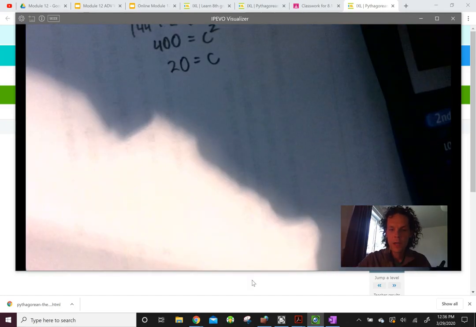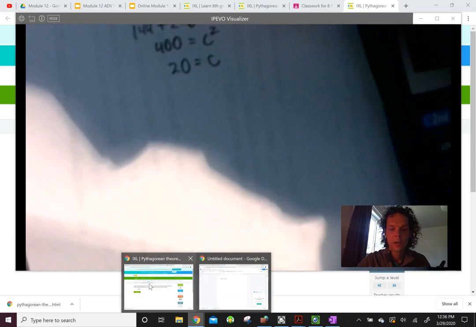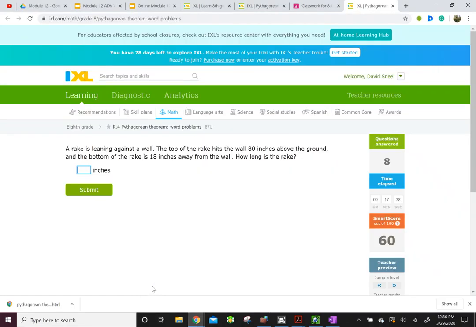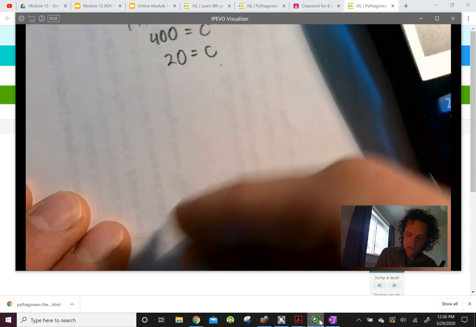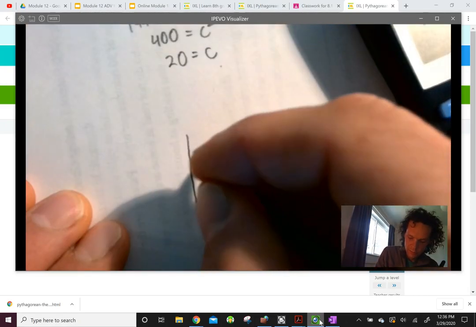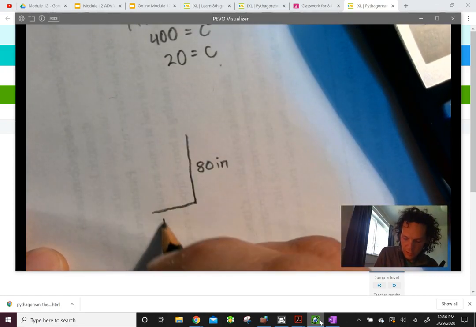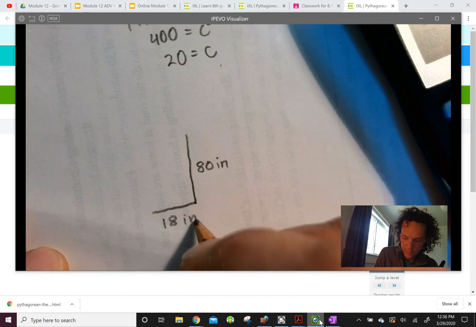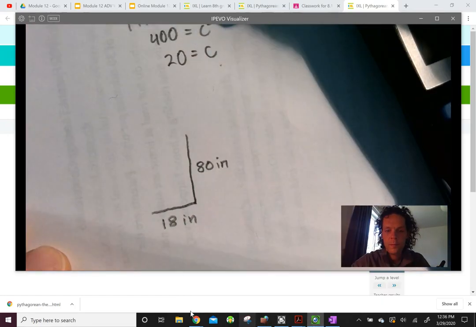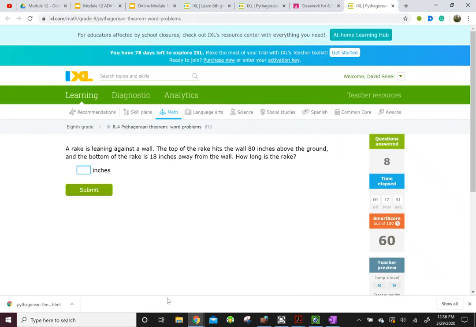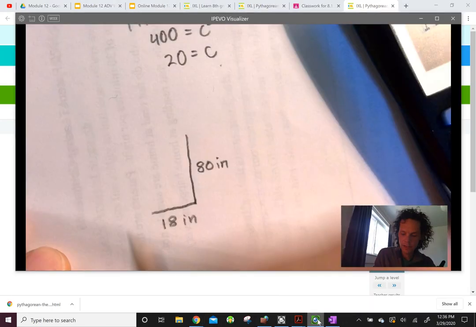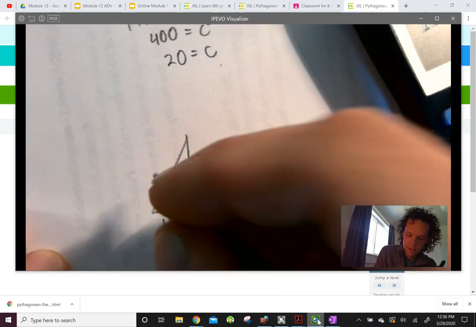So I have, let me go back, 80 inches above the ground and 18 inches away from the wall. So 80 inches above the ground and 18 inches from the wall. Now let's look at this one more time. How long is the rake? Let's see how long this rake is. So that would be the rake right there, or C.